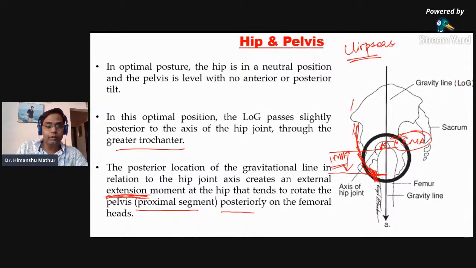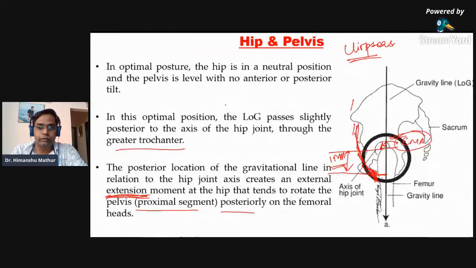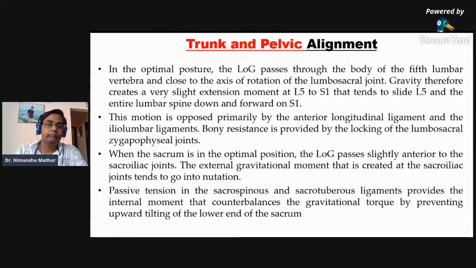Fine. Coming on to the specific action of the trunk and pelvis. Now we have seen the pelvis in relationship with the hip joint. Now we will see the pelvis in relationship with the lumbar spine also. In the optimal posture, the line of gravity passes through the body of the fifth lumbar vertebra. Do we have lumbar vertebra here? We don't have lumbar vertebra here.